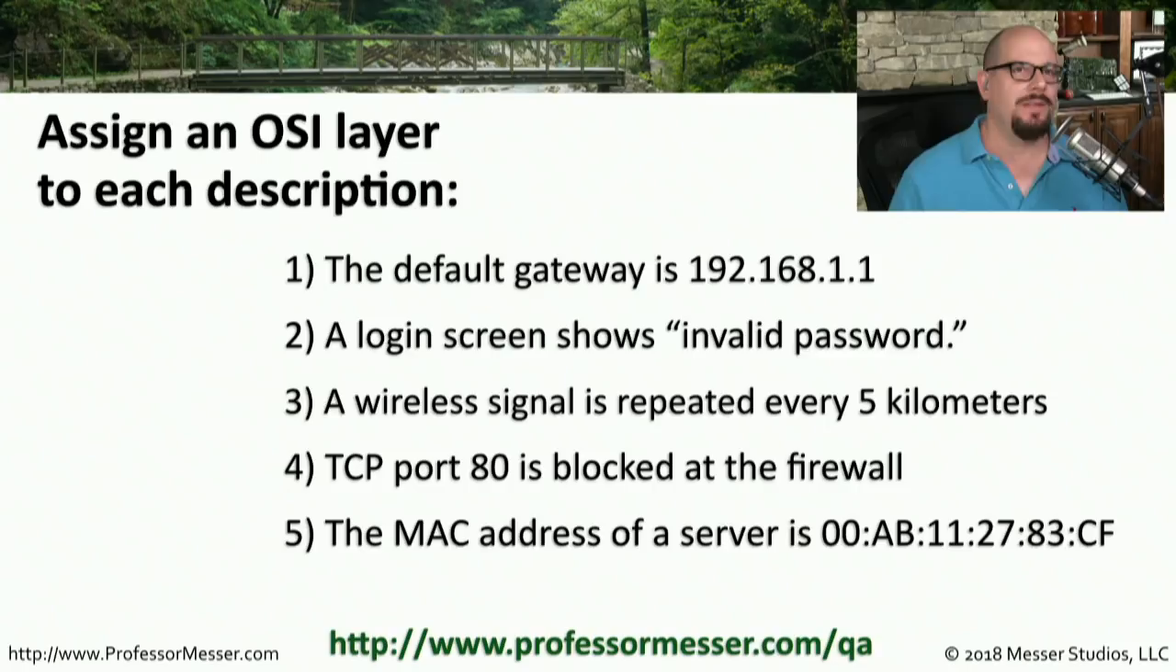So for those of you listening in, I'll give you these again. Number one is the default gateway is 192.168.1.1. Number two is a login screen shows invalid password. Number three is that a wireless signal is repeated every 5 kilometers. Number four is a TCP port 80 is blocked at the firewall. And number five is the MAC address of the server is 00 Alpha Bravo 112783 Charlie Foxtrot. Maybe you know what those answers are. Let's see how we did. We don't have a way to review a summary of this because this was a fill-in-the-blank question online, but let's step through each one of these and see if we can figure out which ones these happen to be.